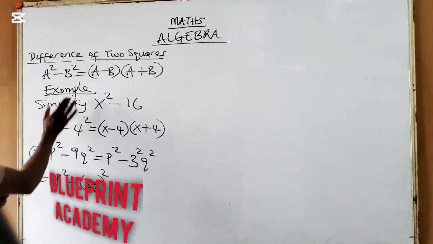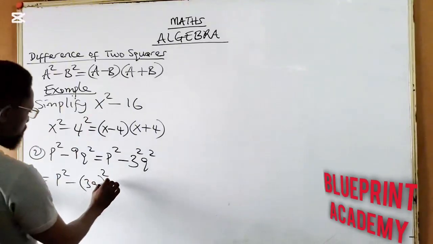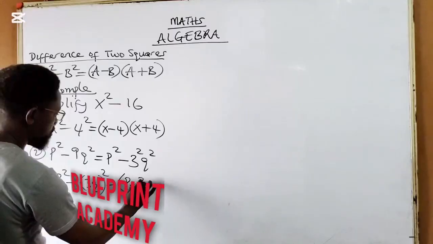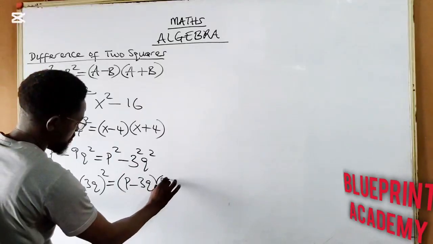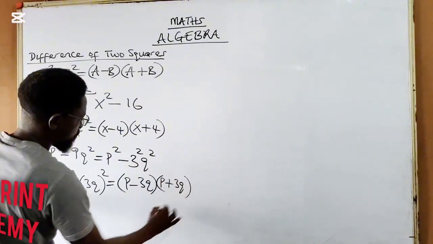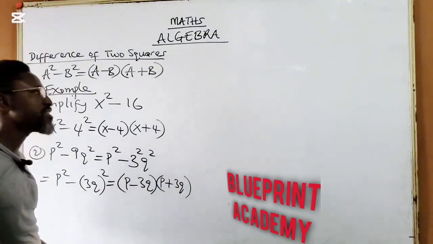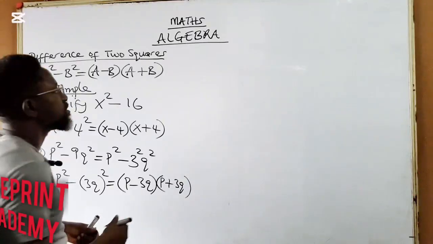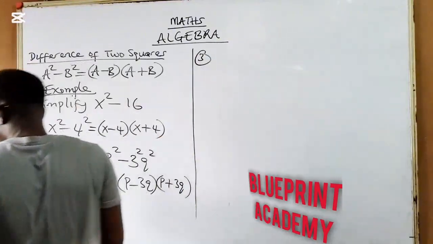So this one is now like this formula here. So apply the simple rule. So this one becomes p minus 3q. Now open the next brackets for addition, p plus 3q. That is the answer to that question. That's using the difference of two squares. Let's take a look at example 3.